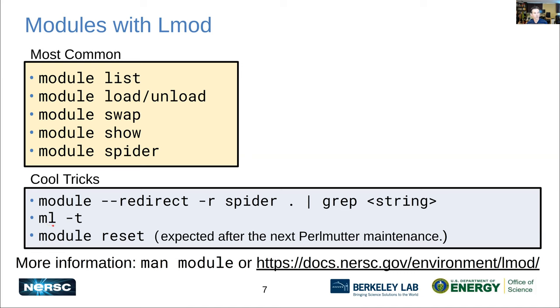ML is a shortcut for module list, and the dash T will put it down in a list. So earlier Shazeb mentioned, when you file a ticket, sometimes it can be helpful to show which modules you have loaded. ML-T puts that in a nice vertical list to just copy and paste. Module reset will bring you back to the default set of modules that you get when you log on, but that one should be available after the next Perlmutter maintenance.